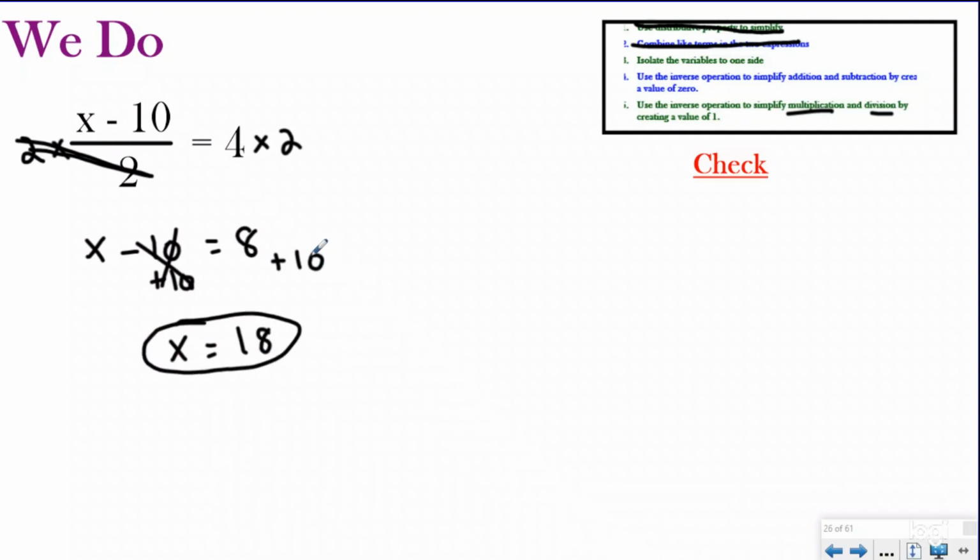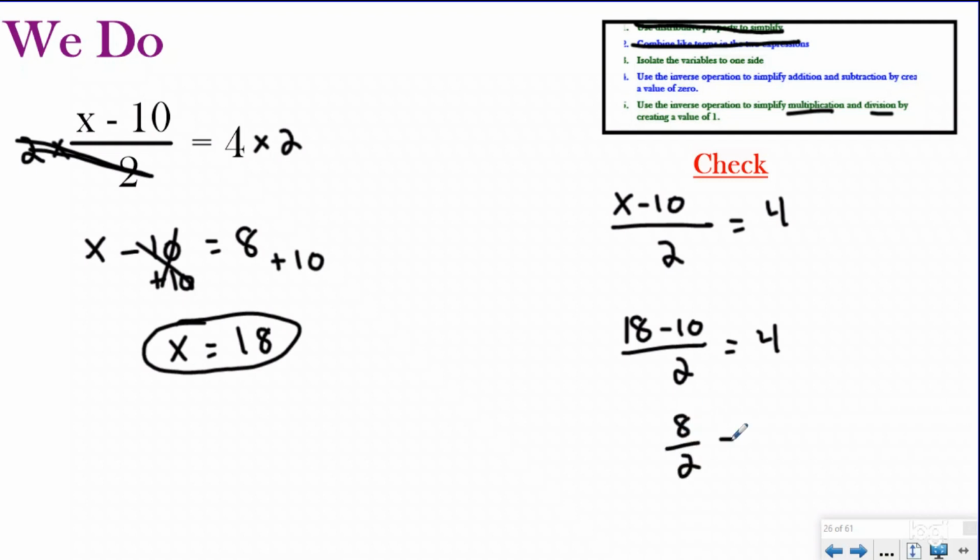And that's my solution. But I want to go back and check it. So I'm going to rewrite the original equation, not anything that I simplified. And I'm going to plug in 18 for x. So 18 minus 10 divided by 2 equaled 4. I know that 18 minus 10 is 8. So 8 divided by 2 equals 4. And 4 equals 4. So my check was correct.